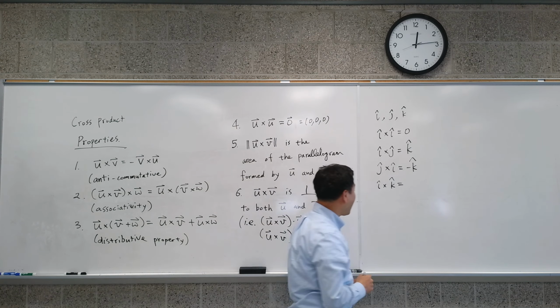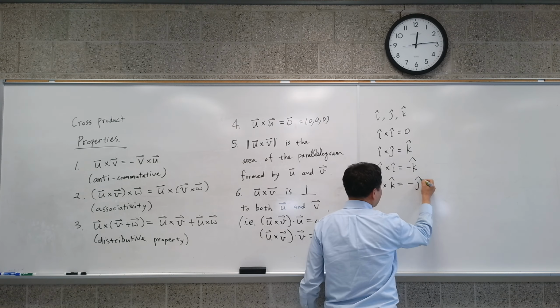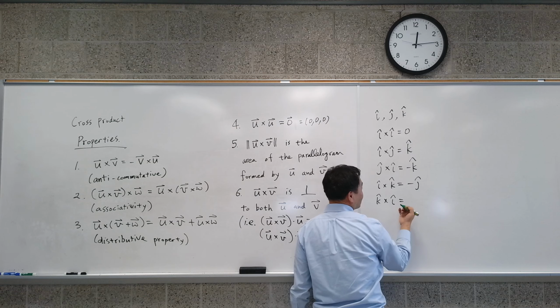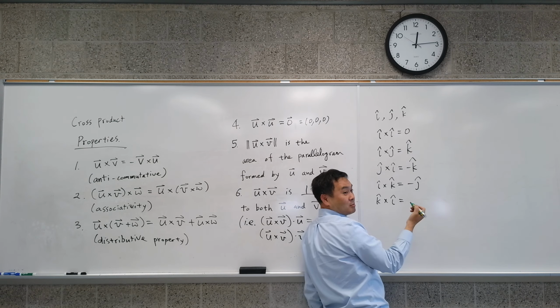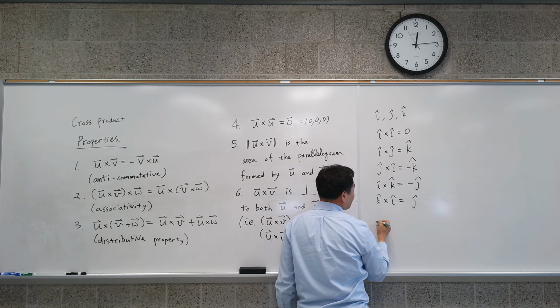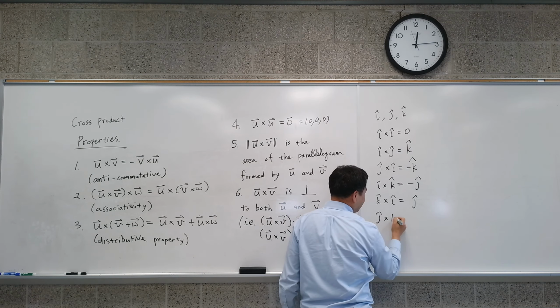So I have I cross K as negative J. That means K cross I is positive J. Good, yeah. And then what about J cross K?